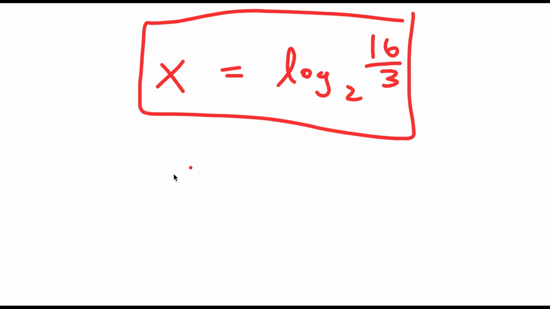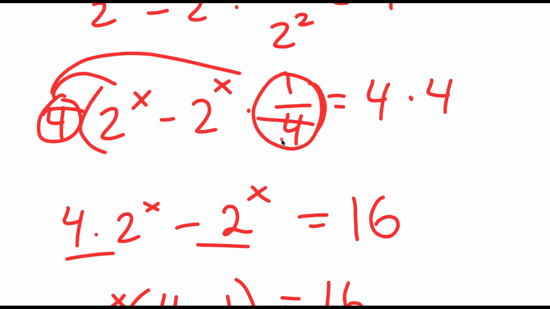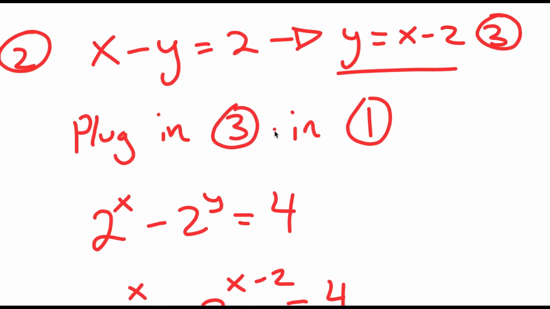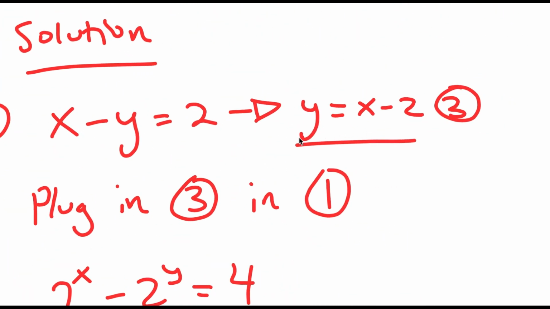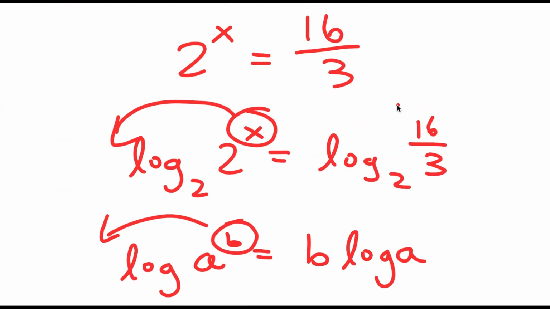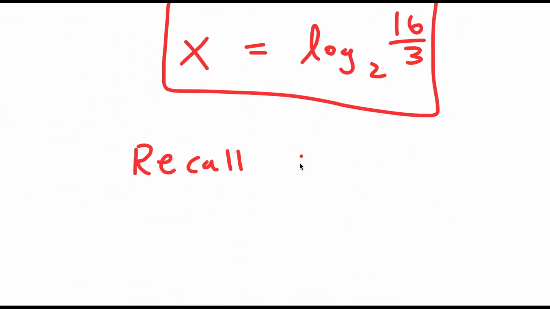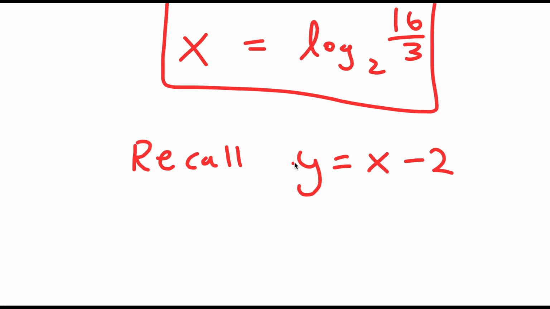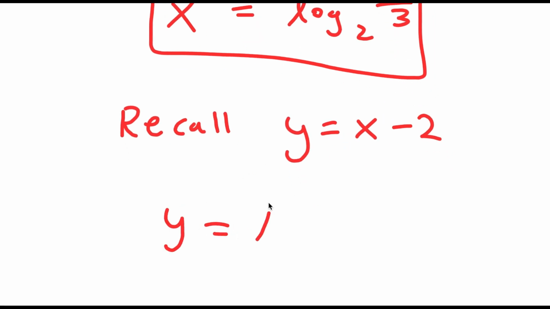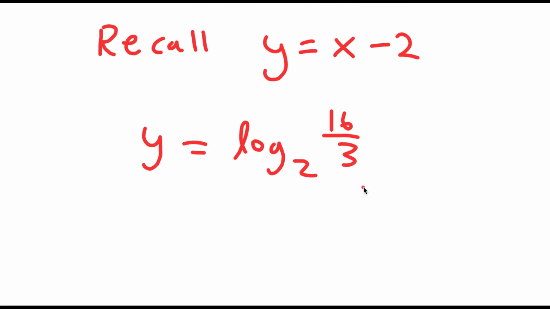because recall how, if we go back a little, we have that y is equal to x minus 2. So if x is equal to log base 2 of 16 over 3, and y is equal to x minus 2, this means that y is equal to log base 2 of 16 over 3 minus 2.